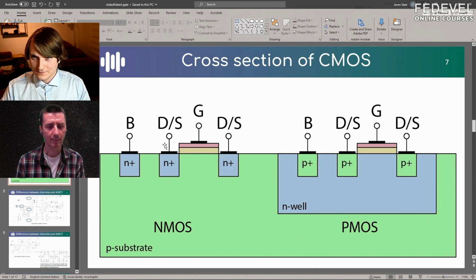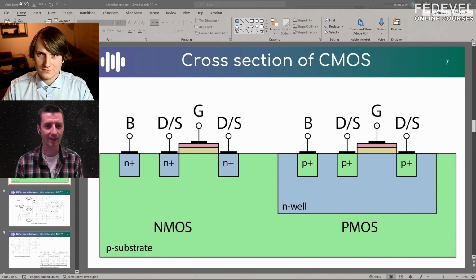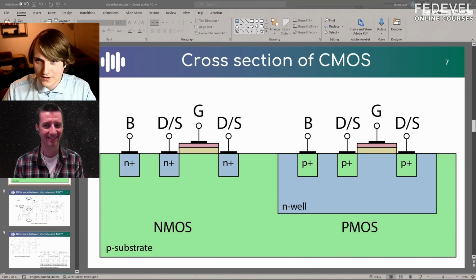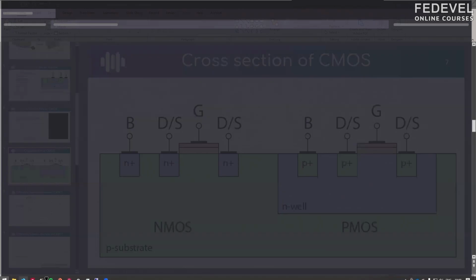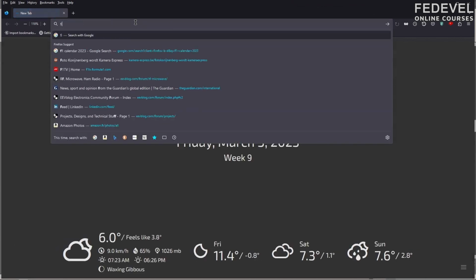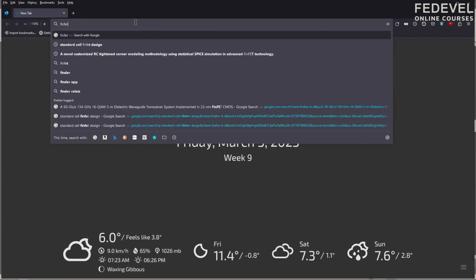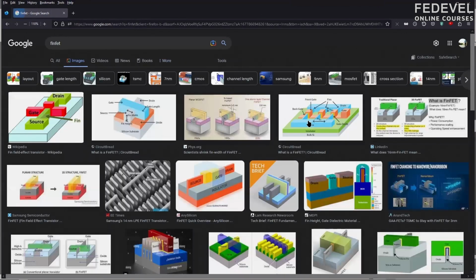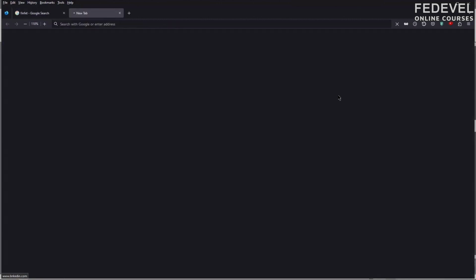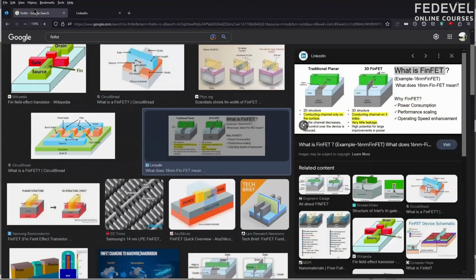Okay, now I'm confused. So what is a fin? And now I have to quickly open a browser because I do not have it. So an issue they had when they were making smaller and smaller transistors, right? So can I just open this LinkedIn? I don't know if that's a problem or not.